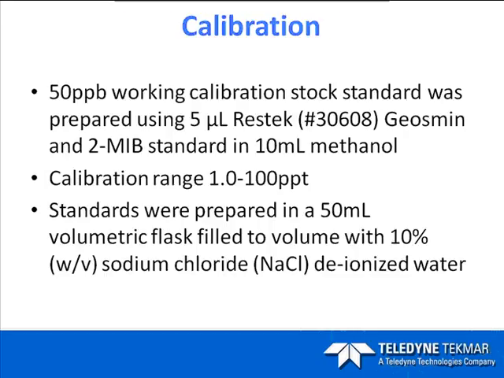For calibration, we made up a 50 ppb working stock standard, and we used 5 microliters of that Geosmin and 2-MIB standard into 10 mL of methanol, and that gave us our 50 ppb working standard. Our calibration range was 1 to 100 parts per trillion. In order to make that calibration range, we prepared those in a 50 mL volumetric flask filled to volume with 10% weight/volume sodium chloride and deionized water.